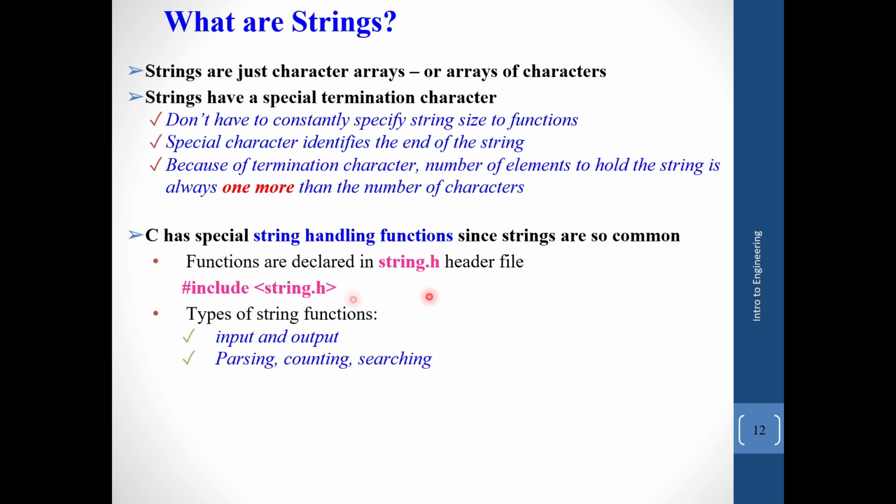C also has special string handling functions. To use them, you have to include the string.h library. The individual character functions, the ctype, is not the same library. So to use those, you use ctype, but to use string functions, you have to use string.h. They're different.